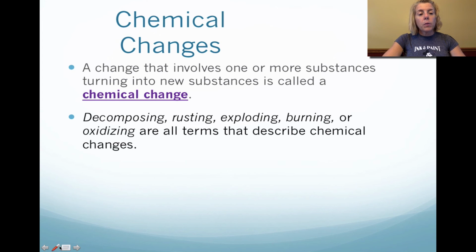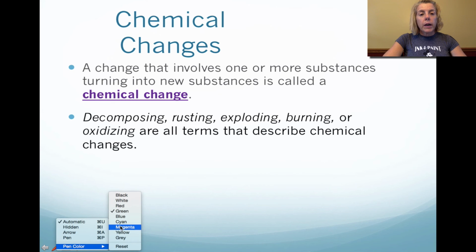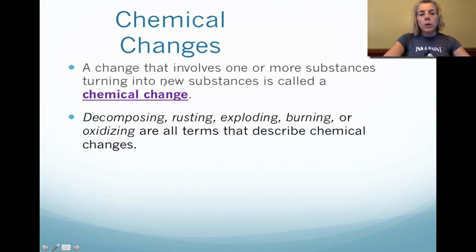Okay, chemical change. So please note, with chemical change, we're talking about moving into a new substance. So you take two substances, combine them, and you get a totally different substance. If you look at decomposition, rusting, burning, oxidizing, these are examples of chemical change.